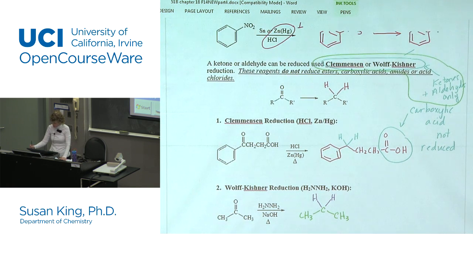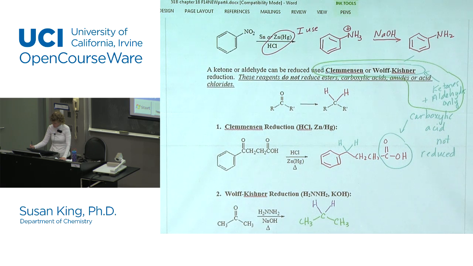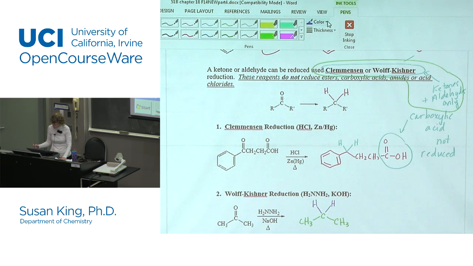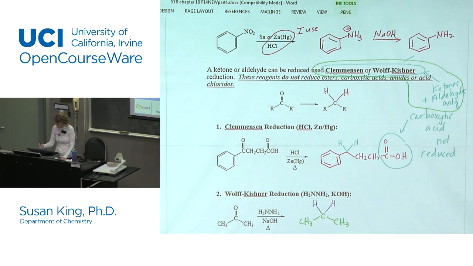All right, just keep in mind, let's go back here. I've got those both on the screen. This is the same thing. So if you have a molecule that has a nitro group and a ketone, and you want to reduce both the nitro group and the ketone, you'll use Clemmensen reduction. If you just want to reduce the ketone and you don't want to reduce the nitro group, you'll use Wolff-Kishner.